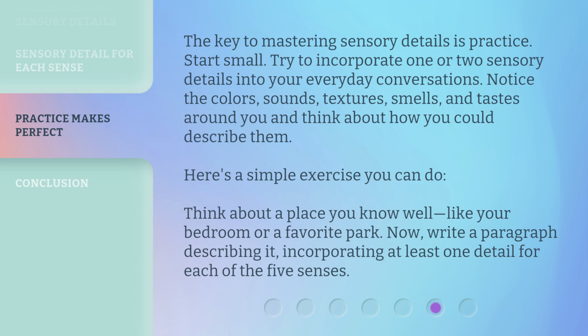Here's a simple exercise you can do. Think about a place you know well, like your bedroom or a favorite park. Now, write a paragraph describing it, incorporating at least 1 detail for each of the 5 senses.